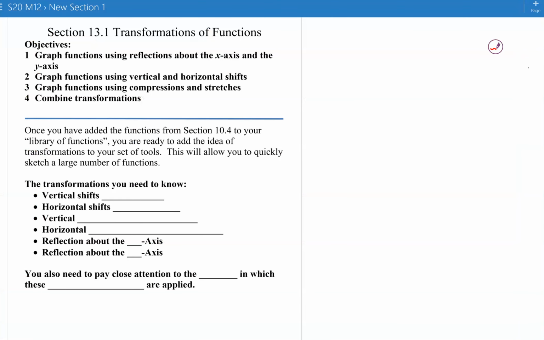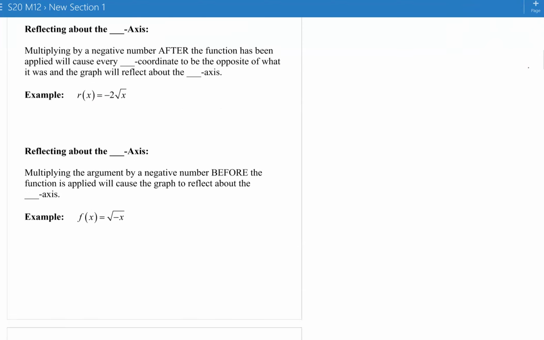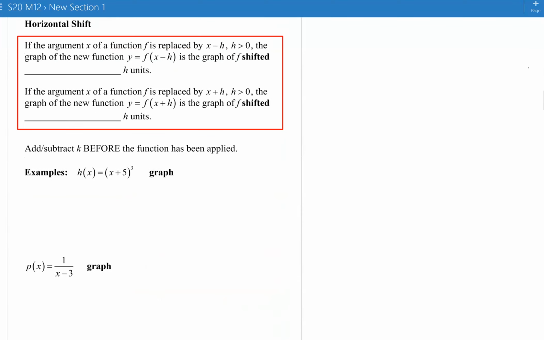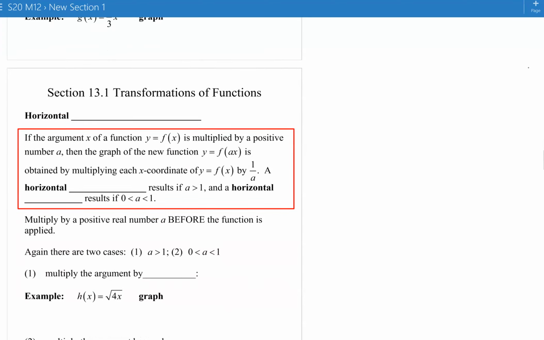So we've talked about the reflections about the x and y axis, vertical and horizontal shifts, and those were the rigid transformations. And then we talked about the vertical compressions and stretches. So now I want to finish by talking about the horizontal compressions and stretches.